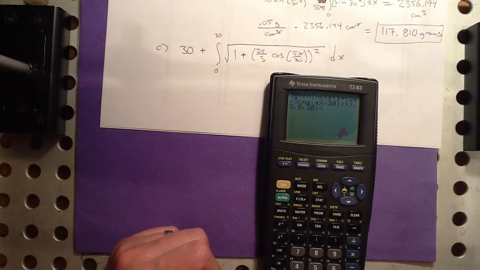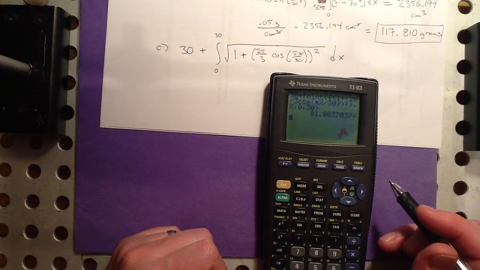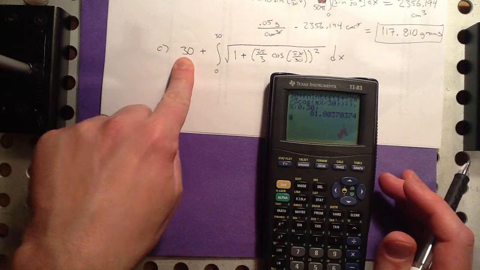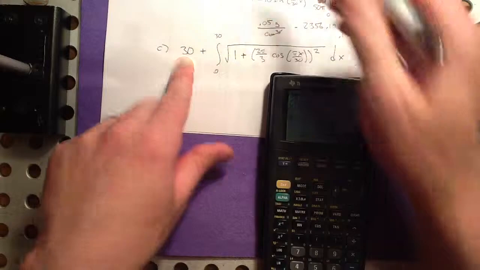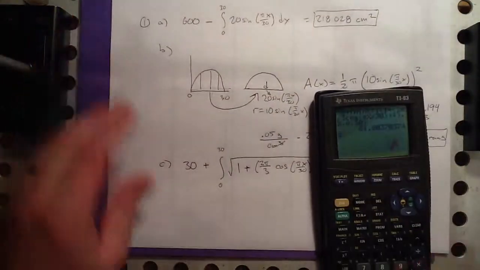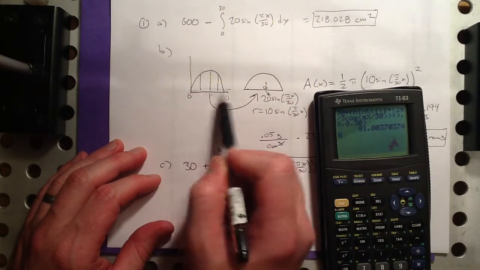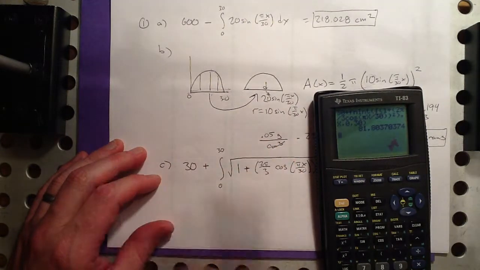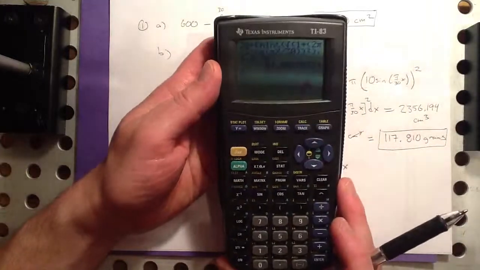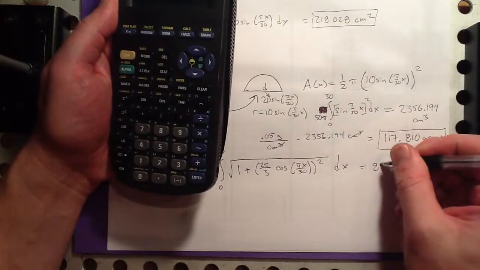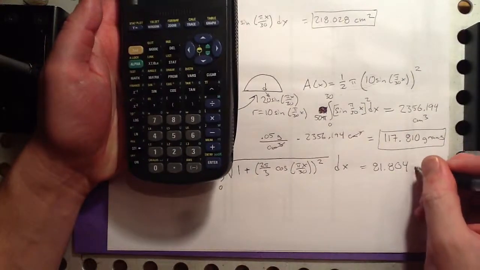And I added in the 30 already. We wouldn't have expected it to be horribly bigger than 30 because, after all, we're talking about this. Sorry, let me come back down to the picture. We're talking about this plus this. So although this is clearly longer than 30, it shouldn't be orders of magnitude longer than 30. So that seems like a pretty reasonable answer. 81.804. And remember your units. This is just a perimeter, so that is centimeters.